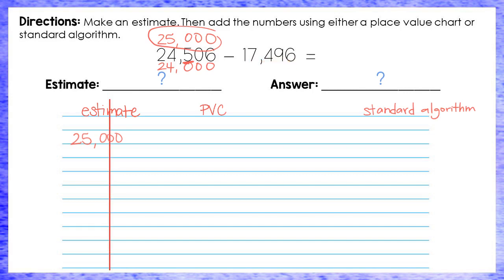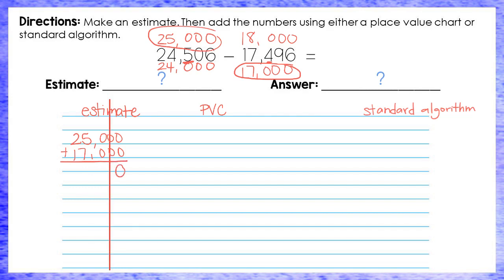17,496 will either round down to 17,000 or up to 18,000. And if this part is tricky for you, we're going to work on rounding next week. So do not worry, we will continue to work hard at this. So if it's in the 400s, we know that it has to round down because it's less than 500. So that is our estimate. Now let's add it up.